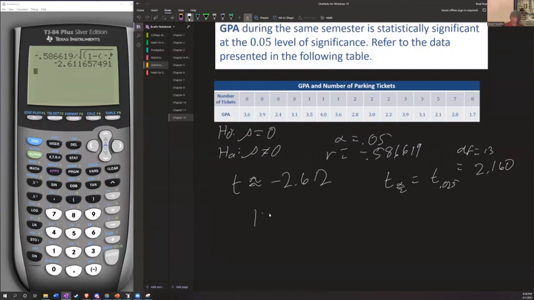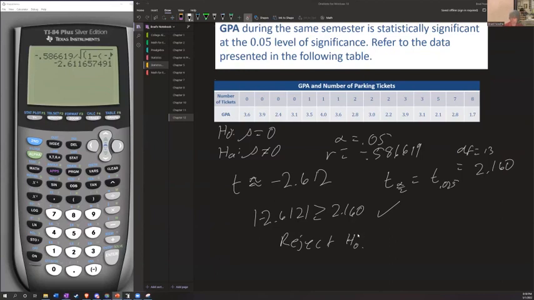So I'm going to take a look. Is the absolute value of negative 2.612 greater than or equal to 2.16? The answer is yes. So here we reject our null hypothesis. Okay.